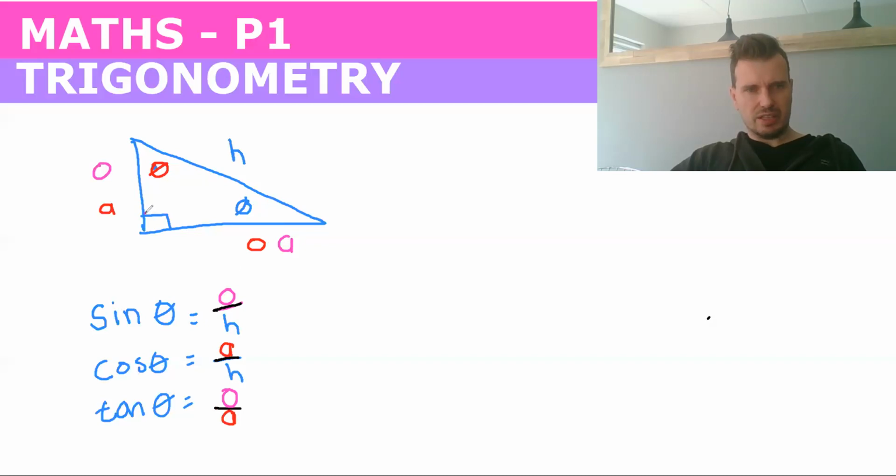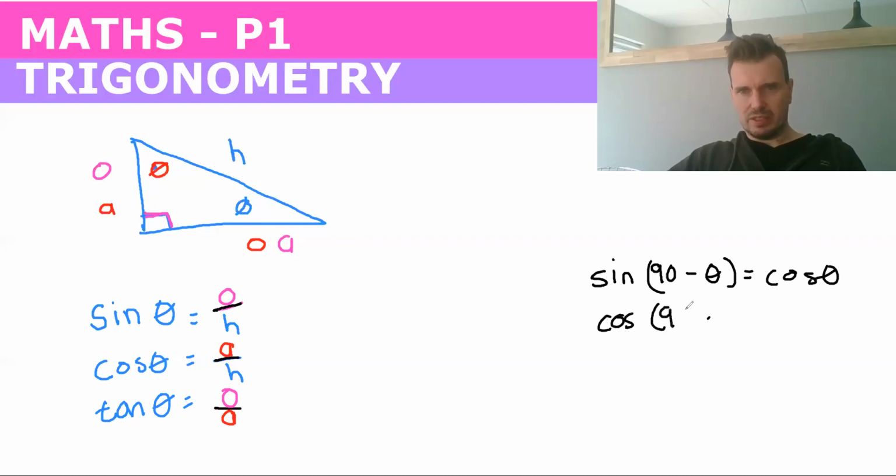And if this here is 90 degrees, then this plus this is 90. And so that's where we get the next part, which is sine 90 minus theta equals cos theta, and cos 90 minus theta equals sine theta. So that's where this comes from, is from the fact that your opposite and adjacent is depending on the angle, and these are complementary angles, meaning they add up to 90 degrees.